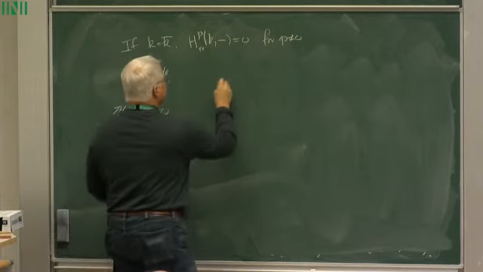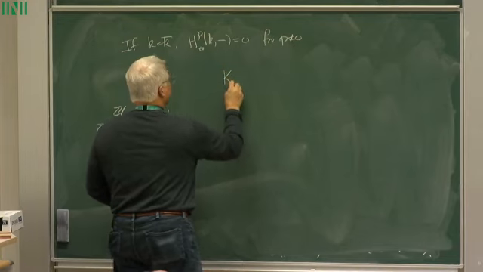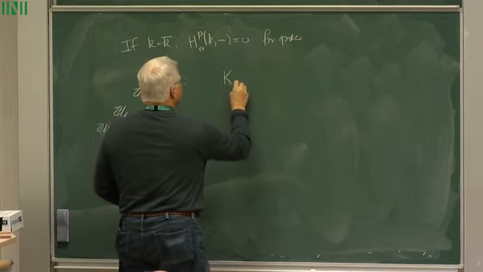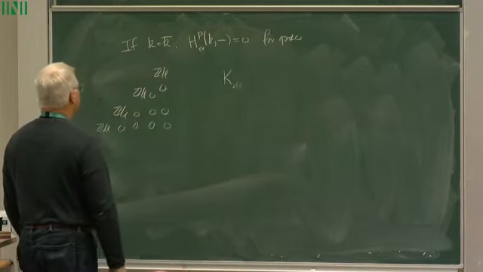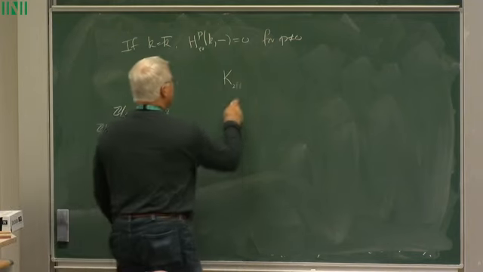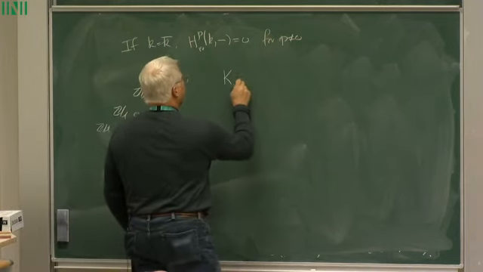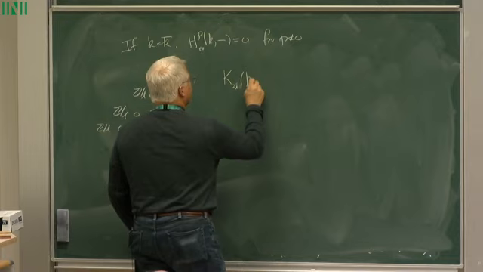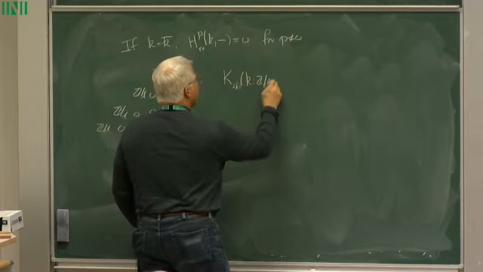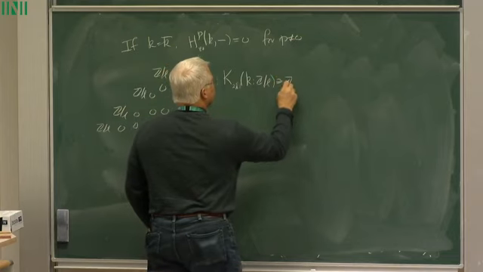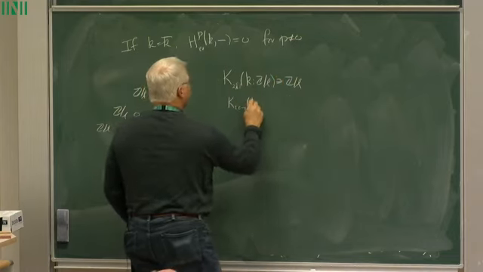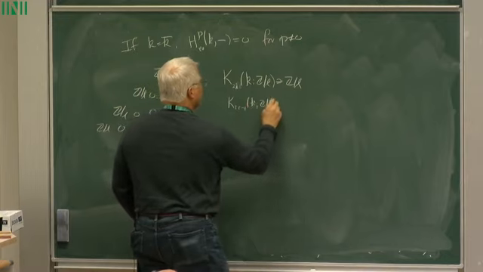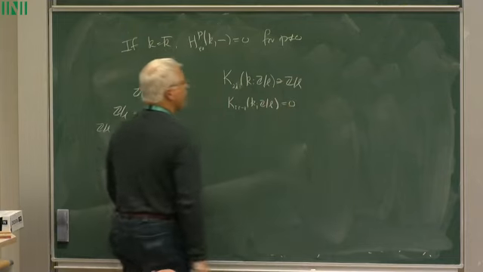So what you see here is that the K theory in degree 2i, I guess it doesn't really matter, degree 2i of K with coefficients in Z mod L is isomorphic to Z mod L, and K2i minus 1 of K with coefficients in Z mod L is equal to 0.